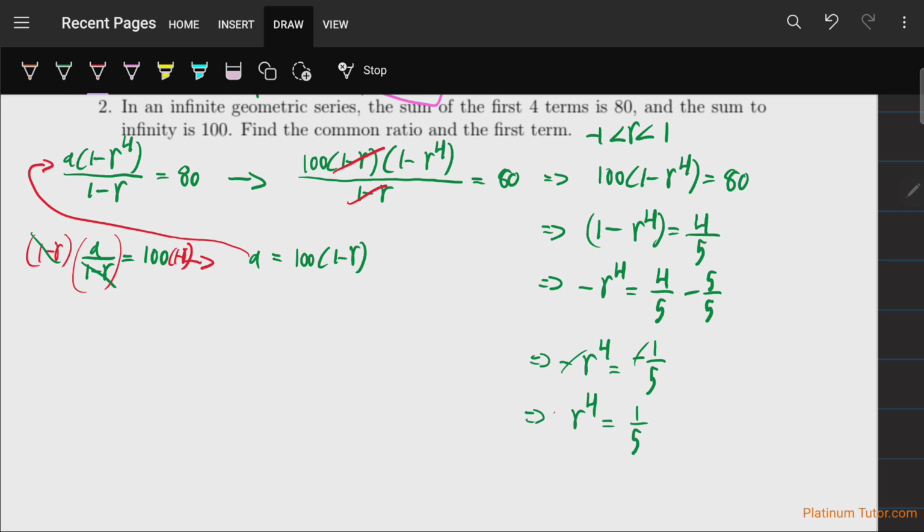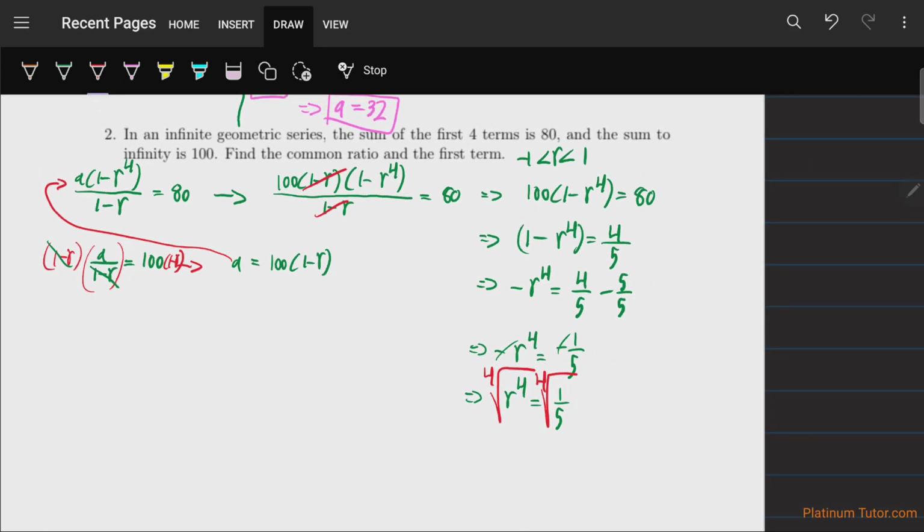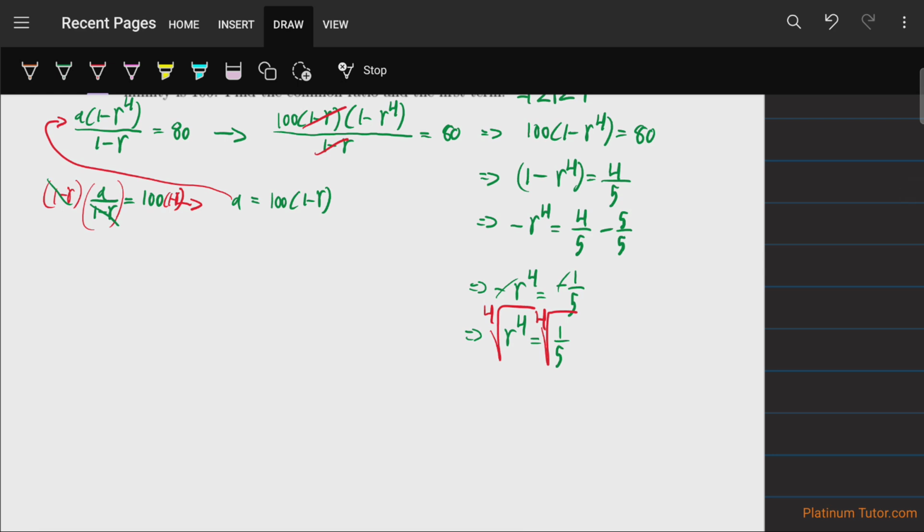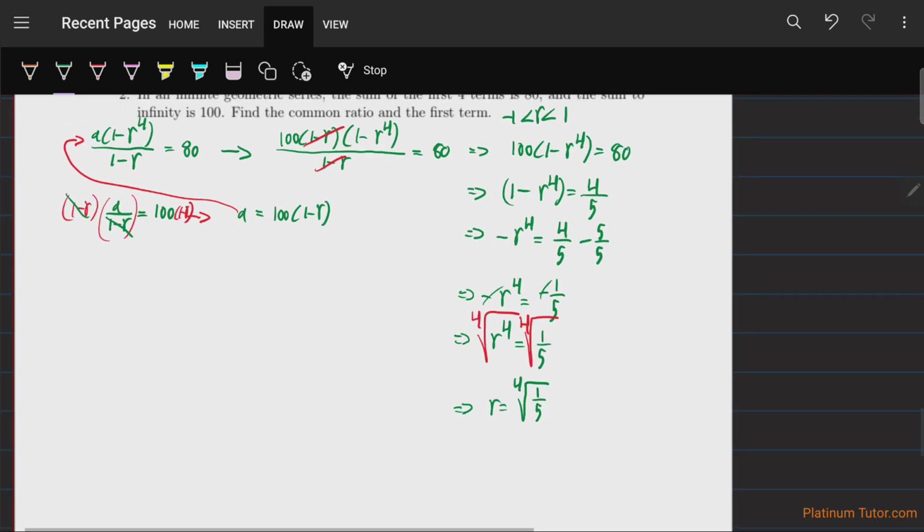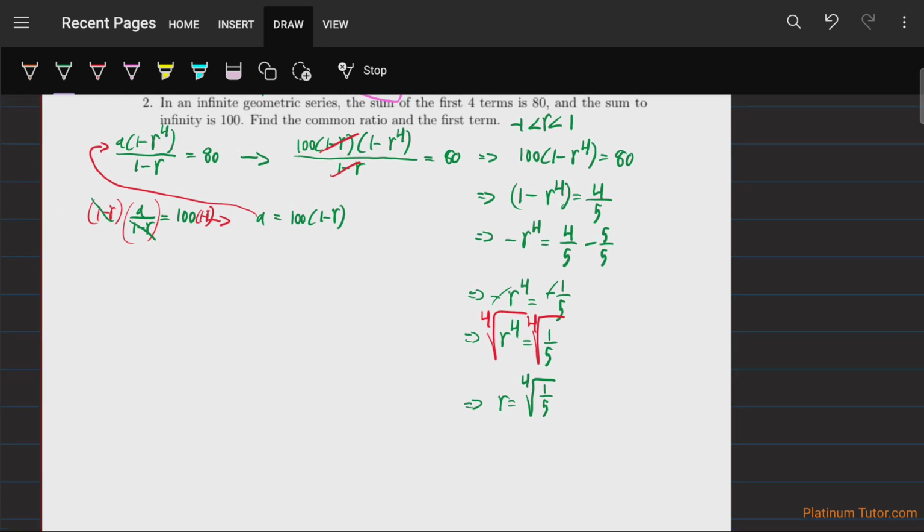To solve for r, we'll take the 4th root here. What does this give us? This gives us that r is equal to the 4th root of 1 over 5. So this is our r value. Now there is one more thing that we need to add here.